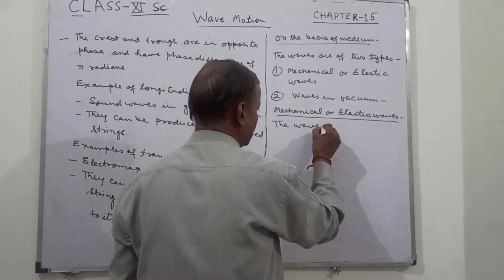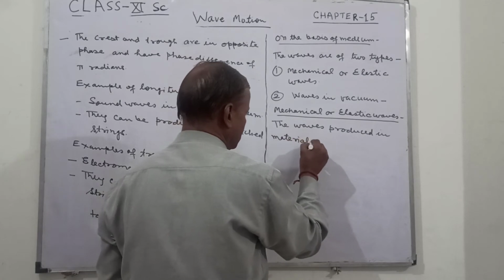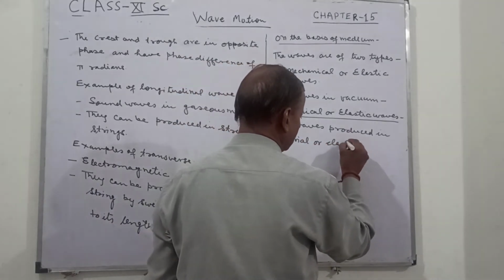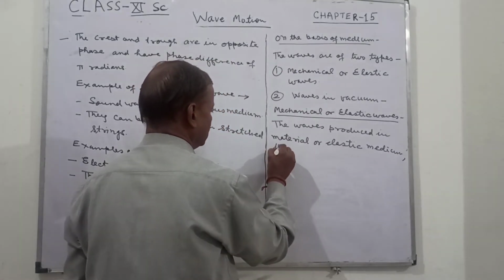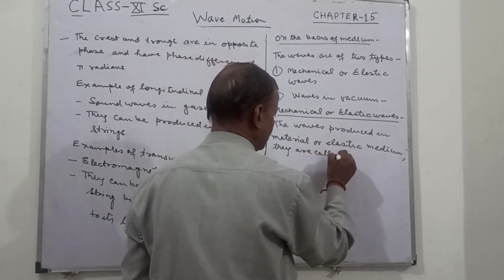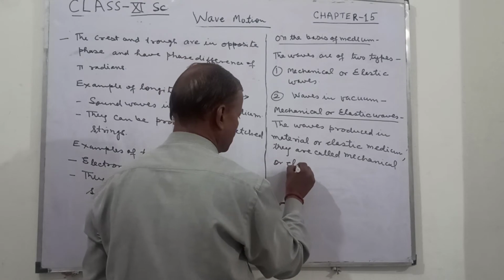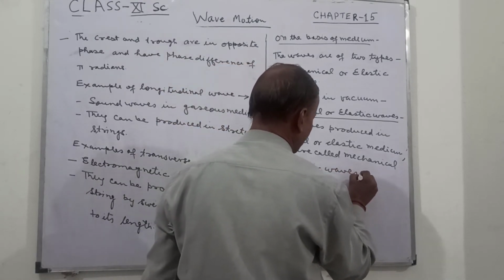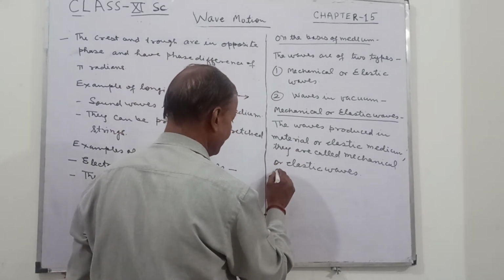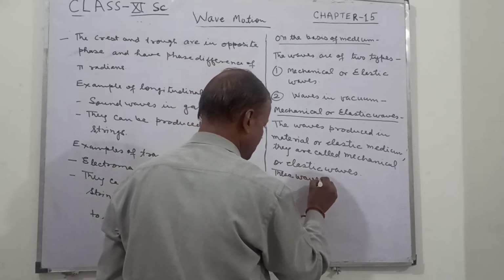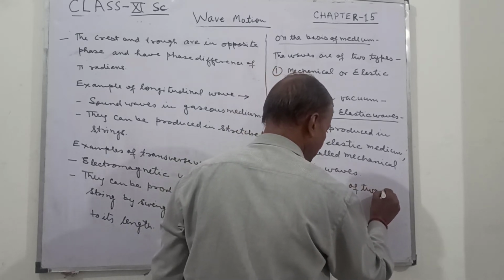The waves produced in material medium, material or elastic medium, they are called mechanical or elastic waves. So these waves are further of two types.